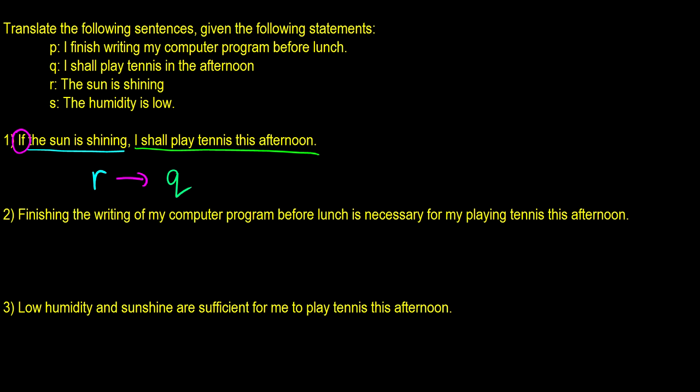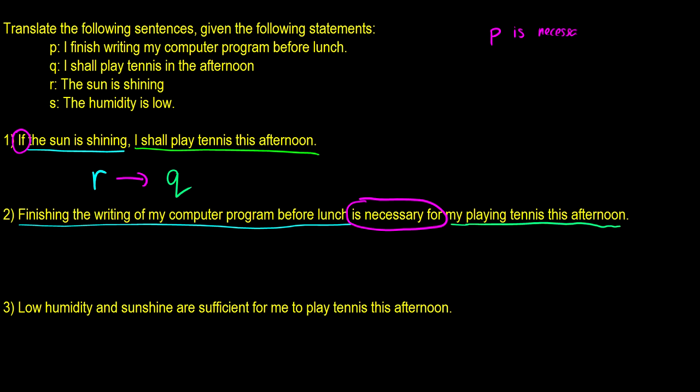Second sentence, finishing the writing of my computer program before lunch is necessary for my playing tennis this afternoon. So we have two statements, finishing the writing of my computer program before lunch, and playing tennis this afternoon, and we have this connective, is necessary for. So, what this means is if I have P is necessary for Q, this is the same as saying Q arrow P.